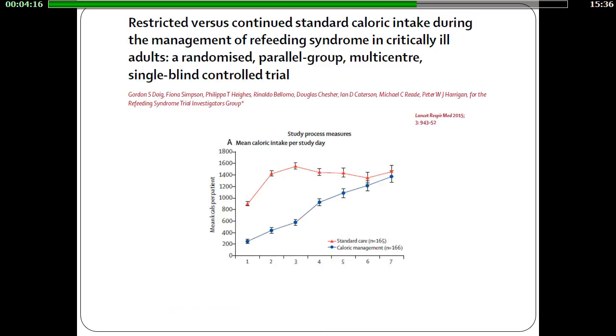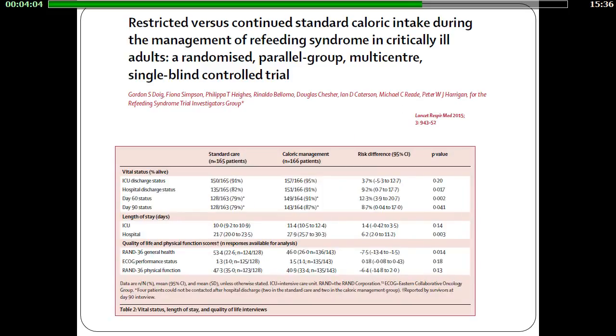So the point is that the red group, the standard care, received much more calories than the blue group. And you can see that the amount of calories was similar in both groups only after 6 days. And importantly enough, as the groups were well balanced for the other characteristics, the hospital discharge status, the day 60 and day 90 mortality were all better in the group who was managed with less calories while phosphorus decreased, so the patients with refeeding syndrome.